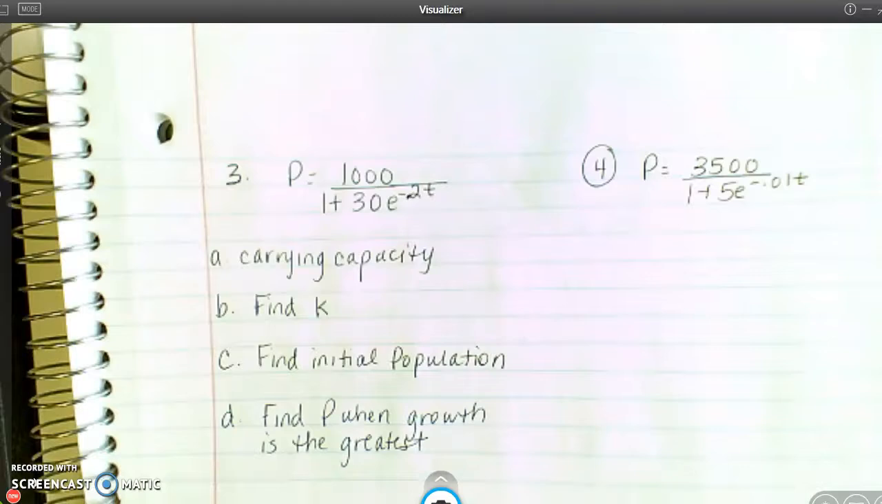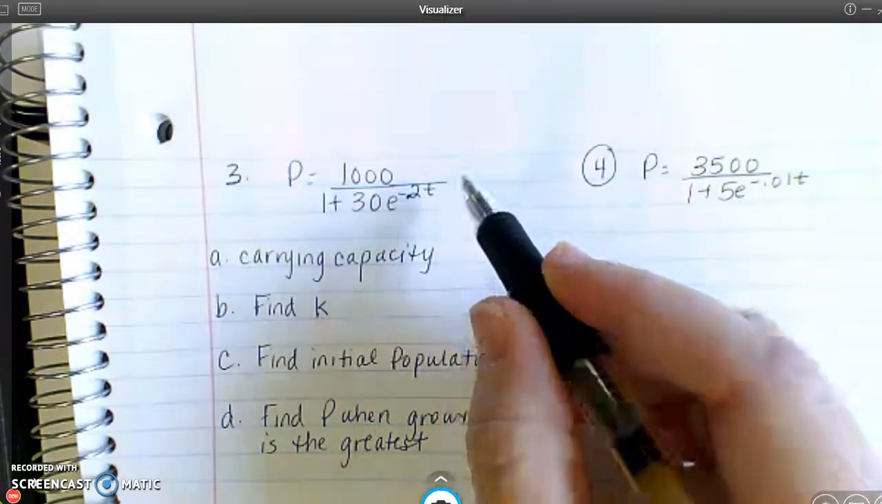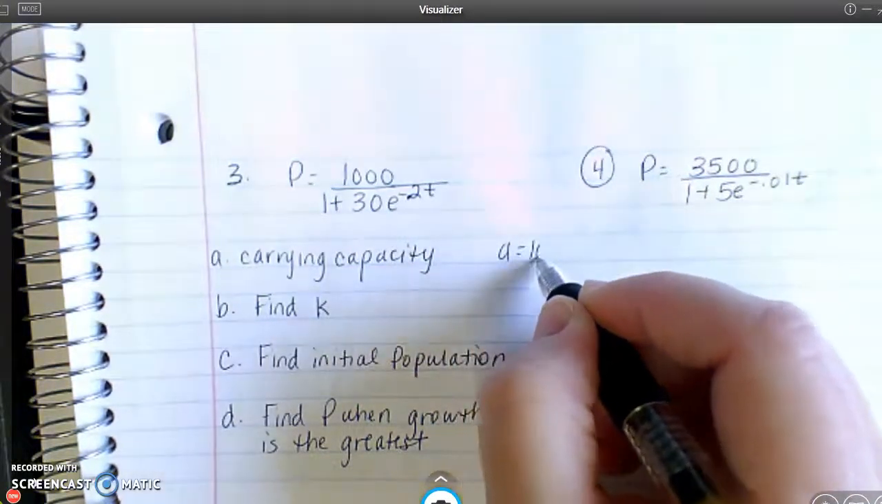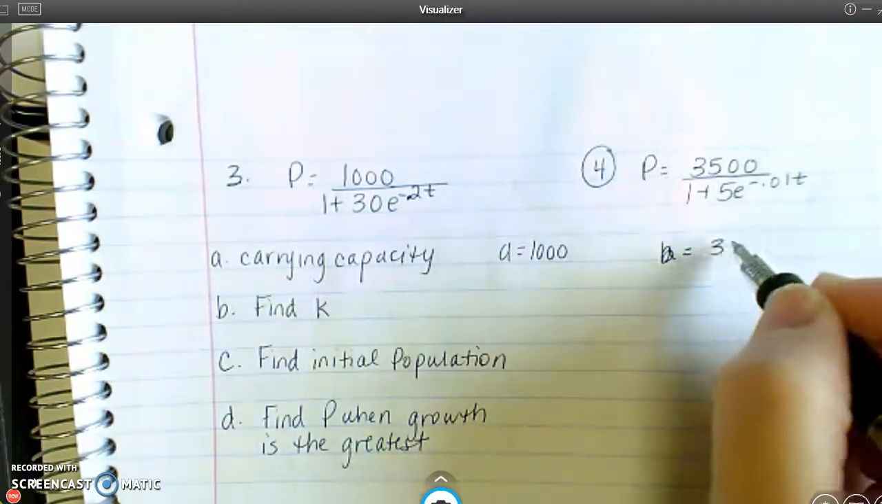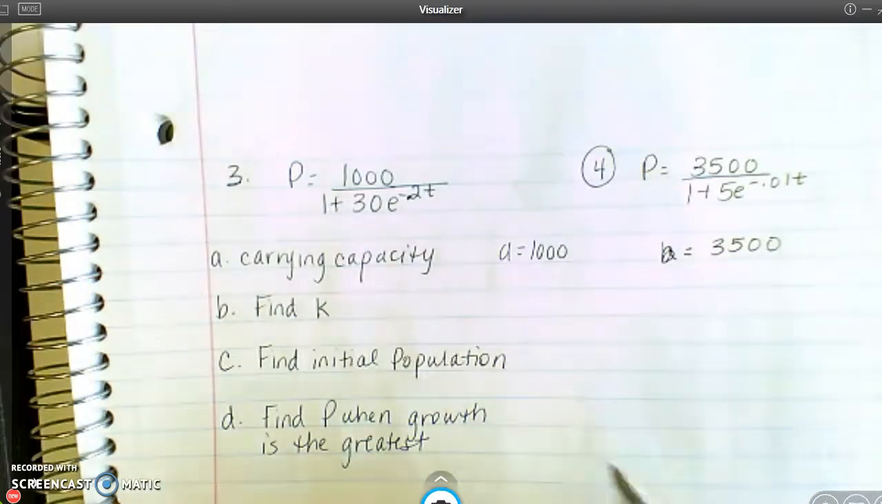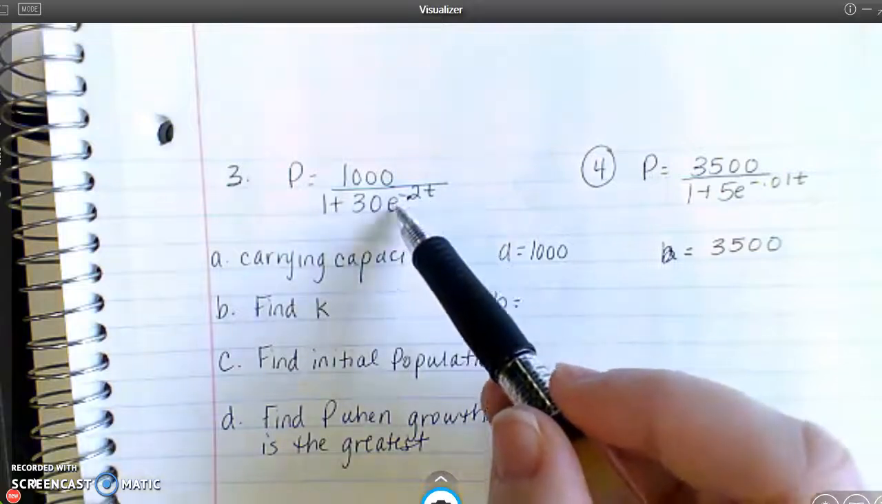Okay, here are 2 examples where, if you'll notice, it's already solved for P. It's already logistic, and they ask similar kinds of questions, but we already know some of this information. A says to find the carrying capacity. The carrying capacity is the limit, and both of these equations are already solved for the limit. So for A in number 3, it would be 1,000. For A in number 4, it would be 3,500, because L is just the number on the top.